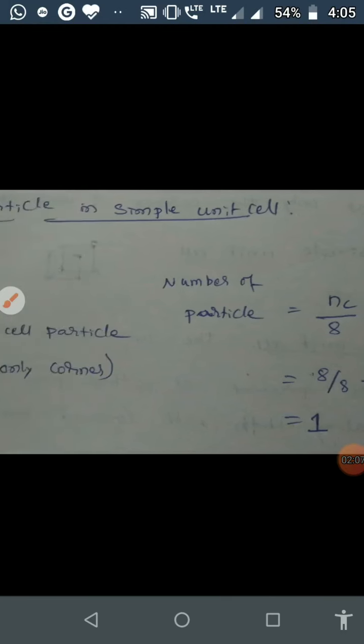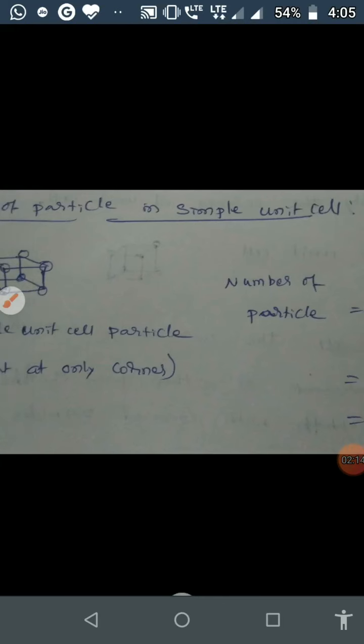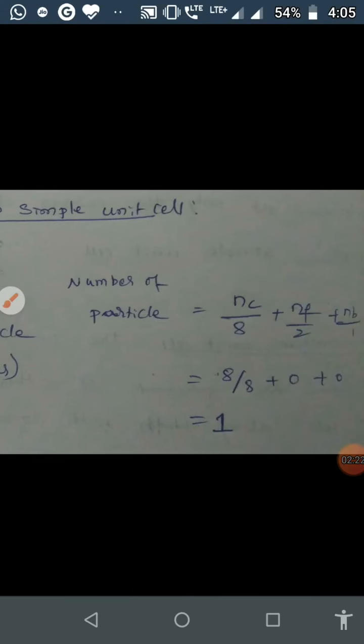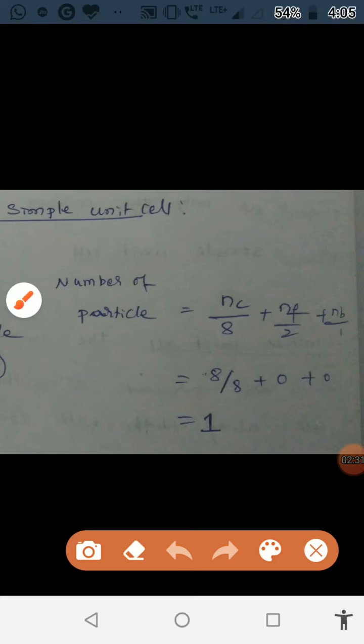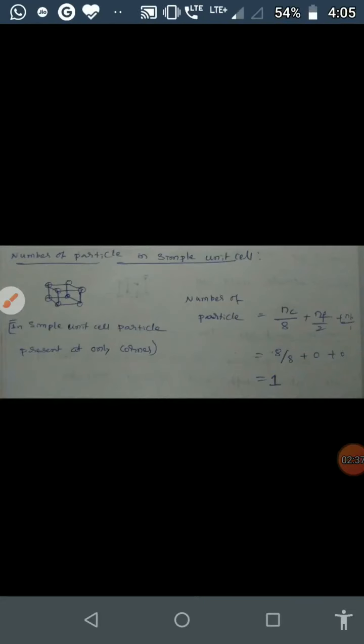In a simple unit cell, the particles are present only at the corners. There are 8 particles per unit cell. Therefore Nc is equal to 8, Nf is equal to 0 and Nb is equal to 0. Therefore it is 8 divided by 8 plus 0 plus 0. The number of particles present in a simple unit cell is equal to 1.